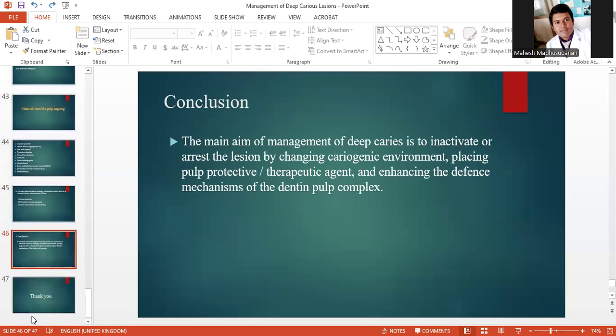Conclusion: the main aim of management of deep caries is to inactivate or arrest the lesion by changing the cariogenic environment, placing a pulp protective or therapeutic agent, and hence enhancing the defense mechanisms of the dentin-pulp complex. Thank you.